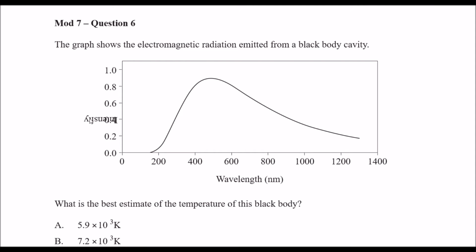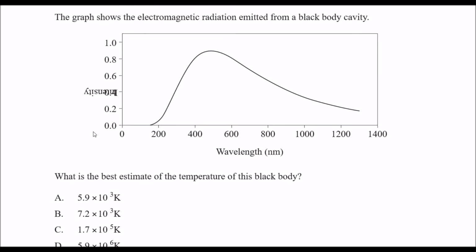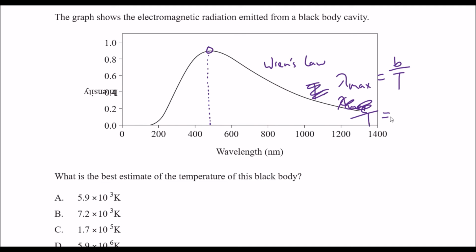All right, question 6. This one is about intensity. What is the best estimate of the temperature of this black body? Here you need to draw out, this is using Wien's law. Wien's law states that the maximum intensity wavelength is given by Wien's constant divided by temperature. So wavelength max, oh wait, we'll swap it around. Temperature is equal to b over lambda max.